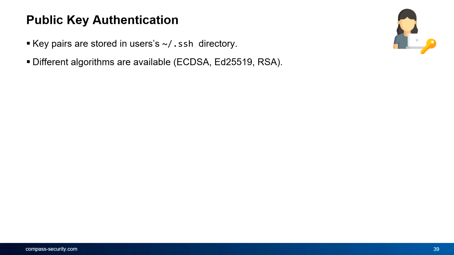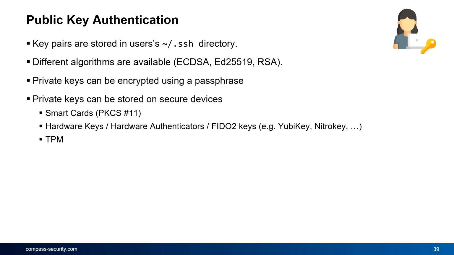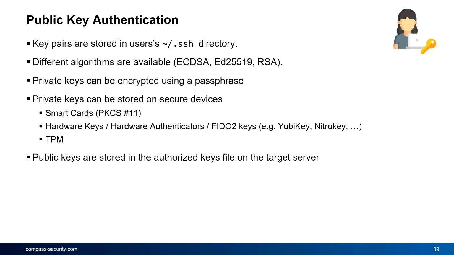There are also different algorithms available for this. You can use RSA or elliptic curve cryptography algorithms. And the private keys themselves can be encrypted using a passphrase, so this is optional. And the private keys can also be stored on secure devices. You can, for example, store them on smart cards using the PKCS11 interface. You can use hardware keys like these FIDO2 keys from YubiKey or NitroKey, or you can also store the private keys in the TPM of your device.